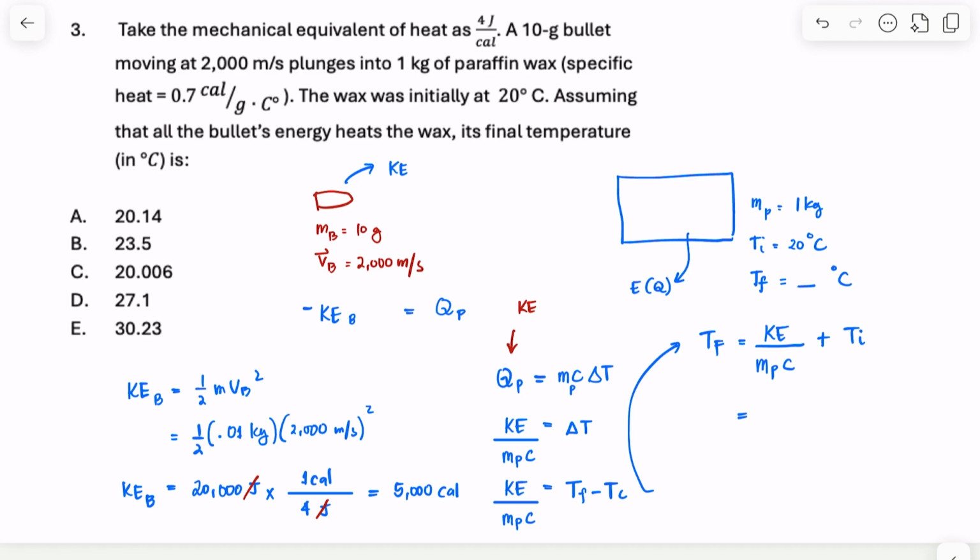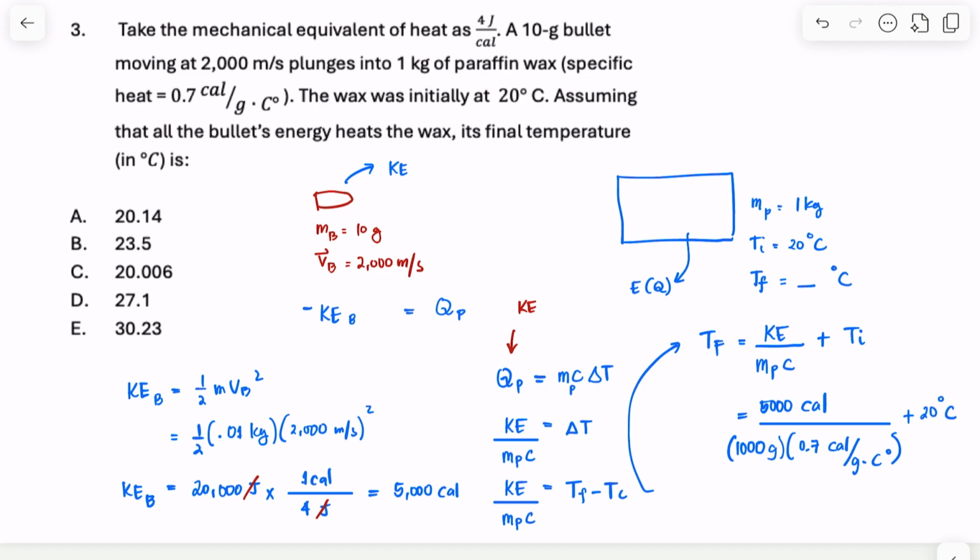So I will let you do the calculation, but I'm just going to show the units for this case. The kinetic energy in terms of calories is just 5,000 calories. The mass of the paraffin in this case is 1,000 grams or 1 kilogram. And then the specific heat is 0.7. You should be very careful with your units, because if you plug in the incorrect units, you'll get a number, but that's a messed up number. So the initial temp is 20 degrees Celsius, so you get T_F.